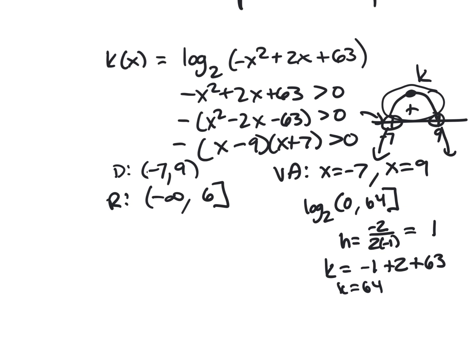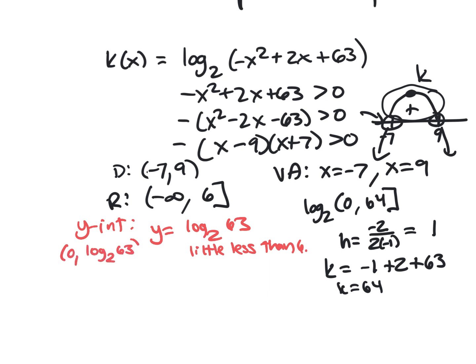All right, so now we have our range. Okay, and y-intercept, x-intercept. So the y-intercept is y equals log base 2 of 63. All right, so it's a little bit less than 6, right? So we're going to say a little less than 6, because 2 to the 6 is 64, and this is a little bit less than that. So the y-intercept, I would just write (0, log base 2 of 63).